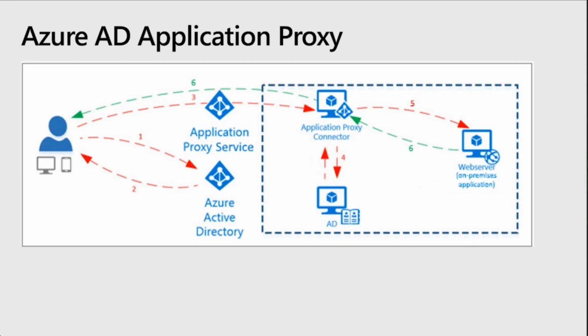If single sign-on is enabled, the application proxy connector performs additional authentication. In step 5, the application proxy connector forwards the request to the on-prem application. And in step 6, the response is sent through the connector and the application proxy service to the user sitting in front of their browser on the internet.